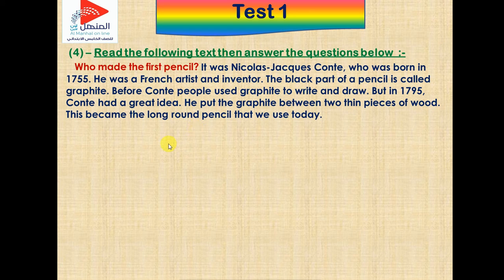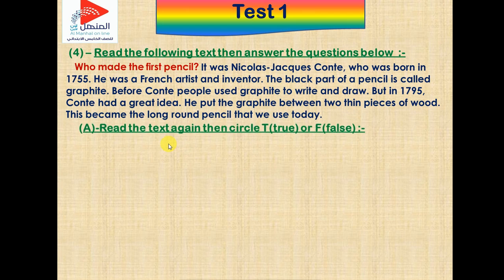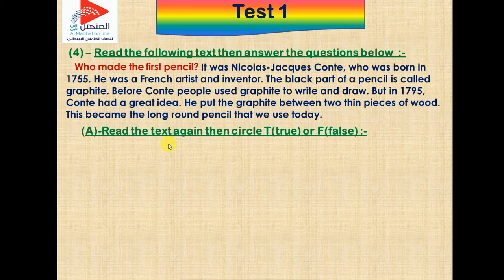Alright, so here the main idea of the text is the pencil and the inventor Nicholas Jacques, or the history of the pencil. So let's see the first part, or the first question. Read the text again, then circle true or false. So here we have some sentences, and we have to choose true or false, T or F.